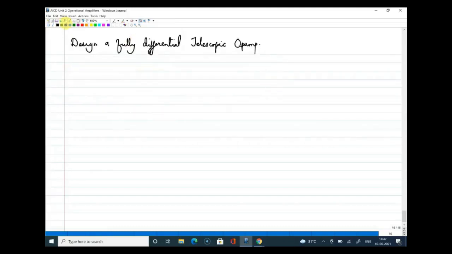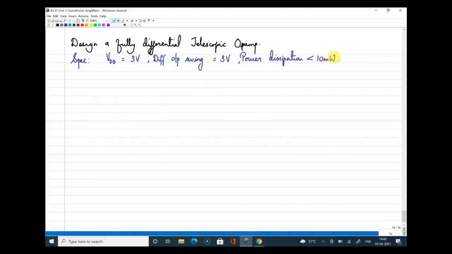All right. So let me just list the specifications here. The specs given for the design are these. One is supply voltage, which is given as 3 volt. Another one is differential output swing, which is also given as 3 volt. Another spec given is power dissipation, which can be less than or equal to 10 milliwatt. The maximum power you can dissipate is less than 10 milliwatt.